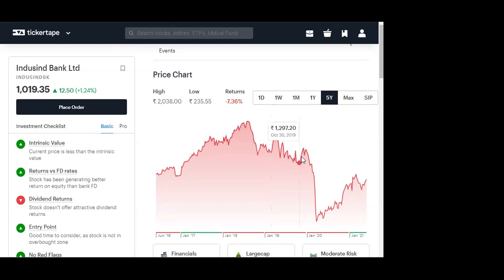Because the price increased. Now, see, if he bought at 1300, the price increased till 1500. So he was happy. Yes or no? He bought at 1300, the price went all up to 1500, he was happy. Then what happened?